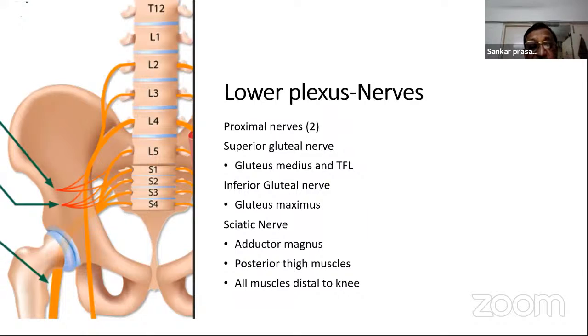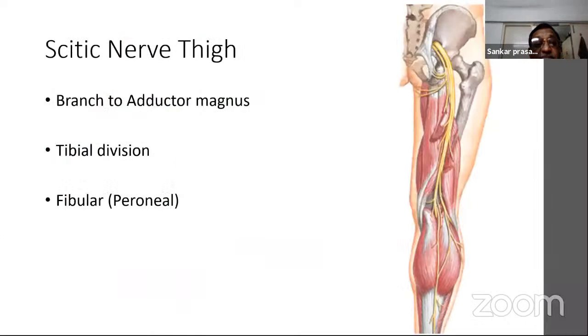The lower plexus nerves: the superior gluteal nerve supplies tensor fasciae latae, gluteus medius and minimus, and it is not coming from sciatic nerve. Again, when we discuss questions this will come in handy. The inferior gluteal nerve supplies gluteus maximus. Sciatic nerve supplies adductor magnus, posterior thigh muscles and all the muscles distal to the knee. So branch to adductor magnus, tibial division and fibular division. These are the main sciatic branches in the thigh.